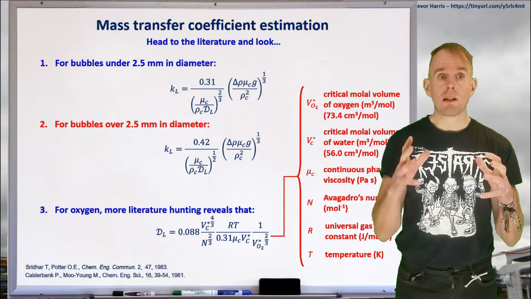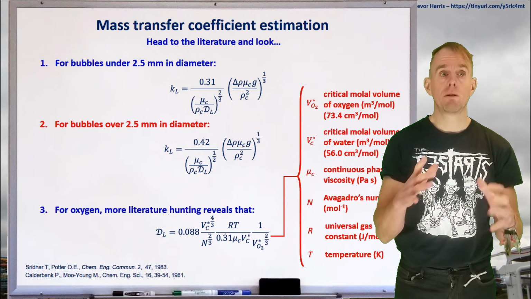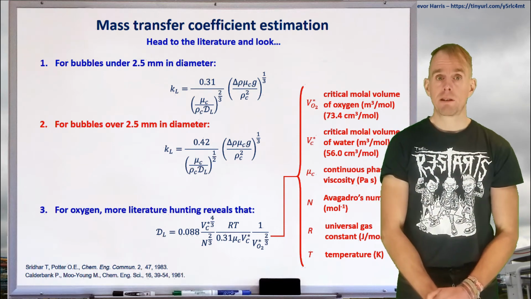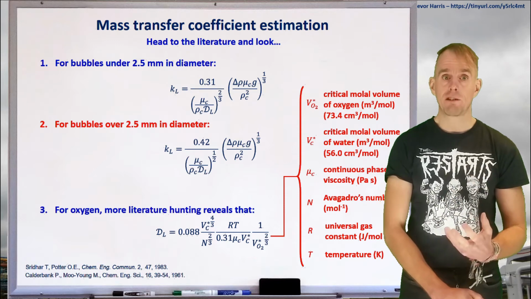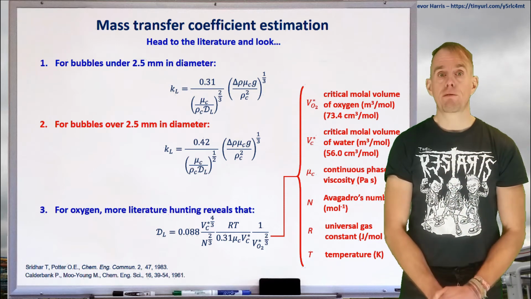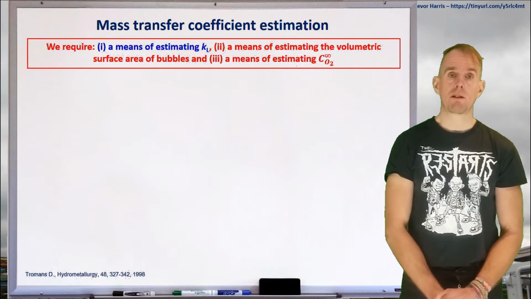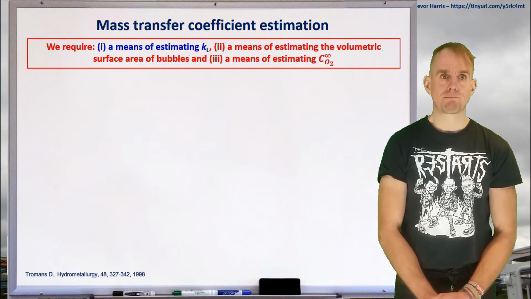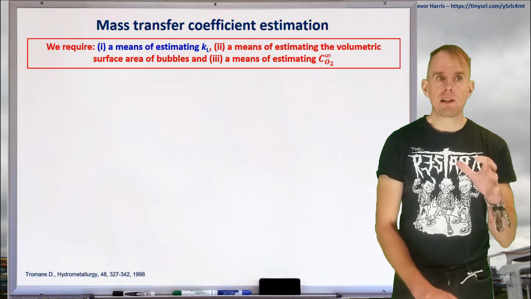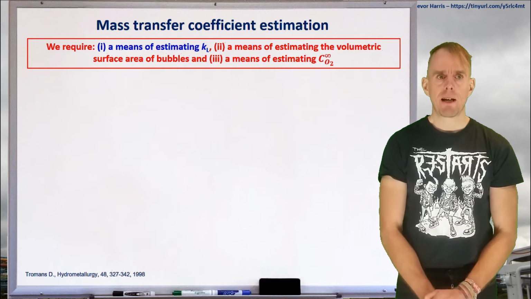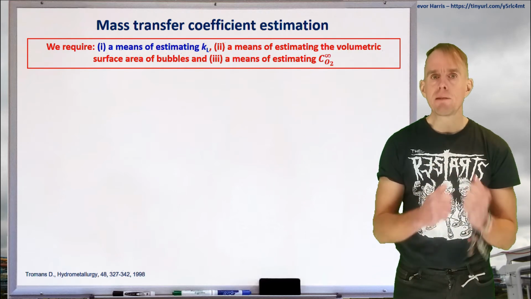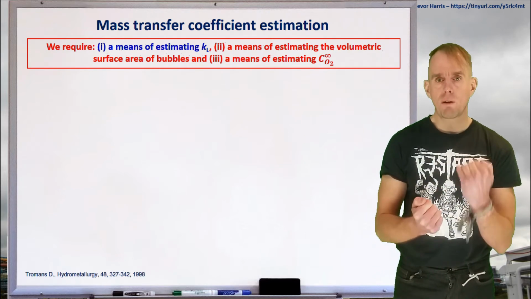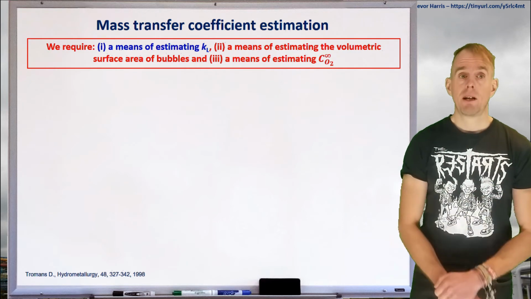There's nothing here that is too complicated though, so it should be relatively straightforward to estimate what our value of KL is. So that's one of the three things that we need to know to work out our overall mass transfer rate. Okay, let's now proceed, assuming that we know what KL is, and let's go to that third point. Let's look at the vapor-liquid equilibrium between oxygen and water.